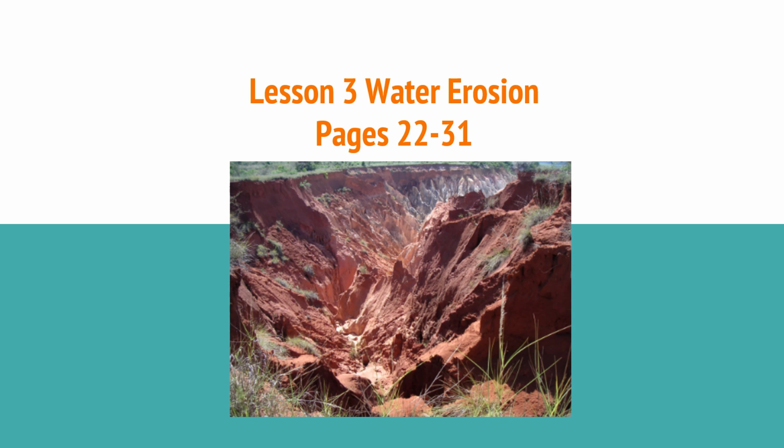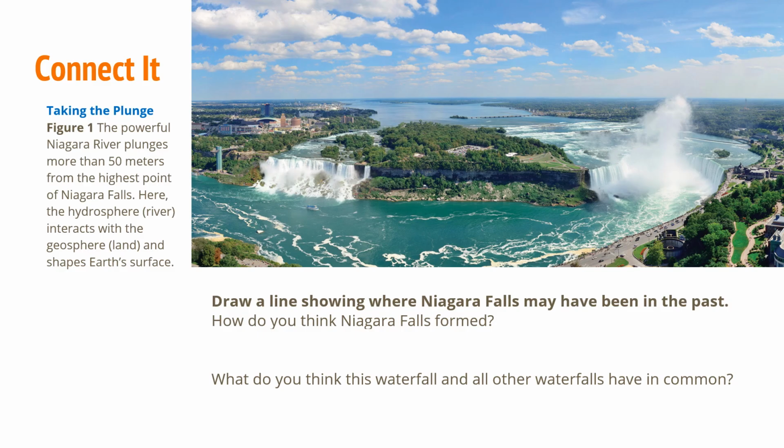All right, so now we're starting lesson 3, water erosion, found on pages 22 to 31 in your textbooks. As usual, we're going to start with our connect it. So we have this image, taking the plunge, figure 1. The powerful Niagara River plunges more than 50 meters from the highest point of Niagara Falls. Here, the hydrosphere, or the river, interacts with the geosphere, or the land, and shapes our surface.